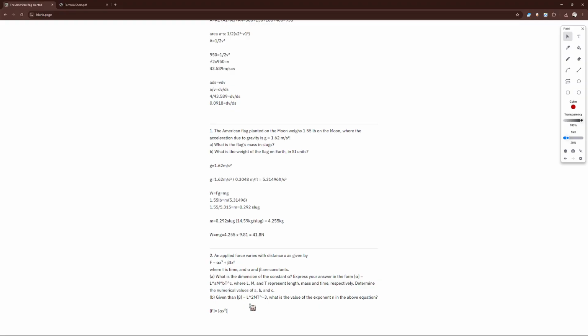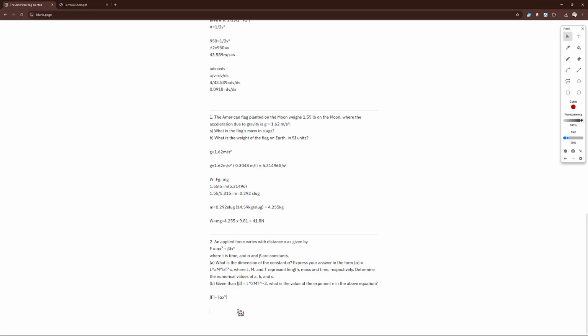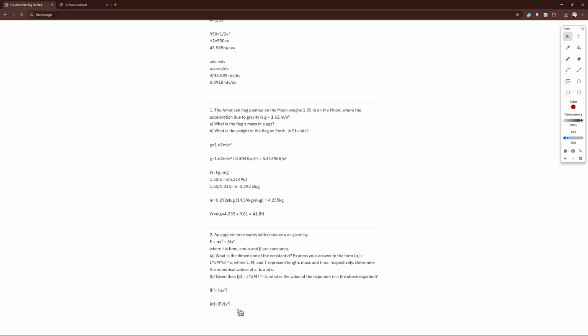So we have this, okay, and x is distance, position, also known as length. So it's L to the 5. We're looking for alpha, so just rearrange. This is supposed to be alpha. Alpha is equal to F over x to the 5, like so. Okay, and now we will just change things into their dimensions.